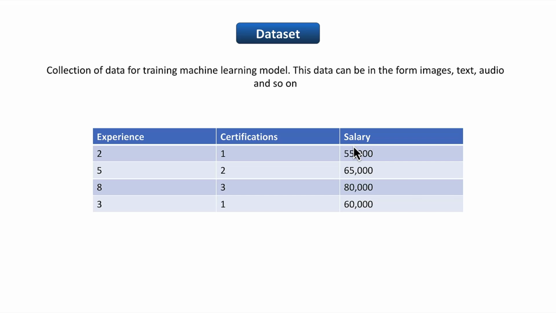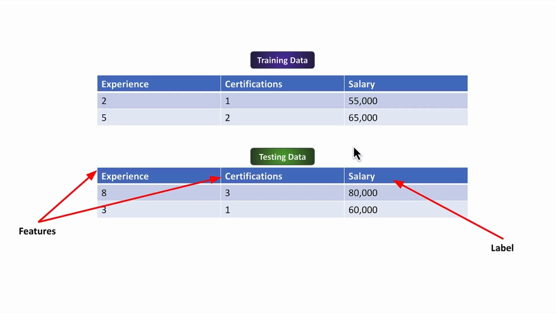After collecting that data, we split it into multiple parts. But the main two parts are called training data and testing data. As the name suggests, on training data we train our machine learning model, and on testing data we test our model after training. Inside this dataset, we are predicting the salary of a person based upon experience and certification. So here our output or predicted value is salary. We call the column which we are predicting the label. And the columns using which we predict this label are called features.